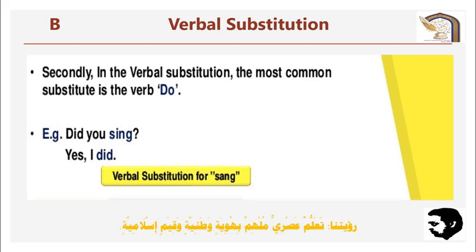The second kind of substitution is verbal substitution. In verbal substitution, the most common substitute is the verb do. For example, did you sing? Yes, I did. Here in this example, we use did instead of a verb. That's why it's called verbal substitution. So, did was used as a substitute for the verb sing or sang.